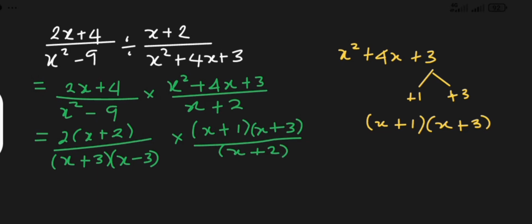The next step, as we have been doing, is to take out the common factors. x plus 2 goes off, x plus 3 also goes out, leaving us with, in the numerator, 2 times x plus 1, and in the denominator, x minus 3.